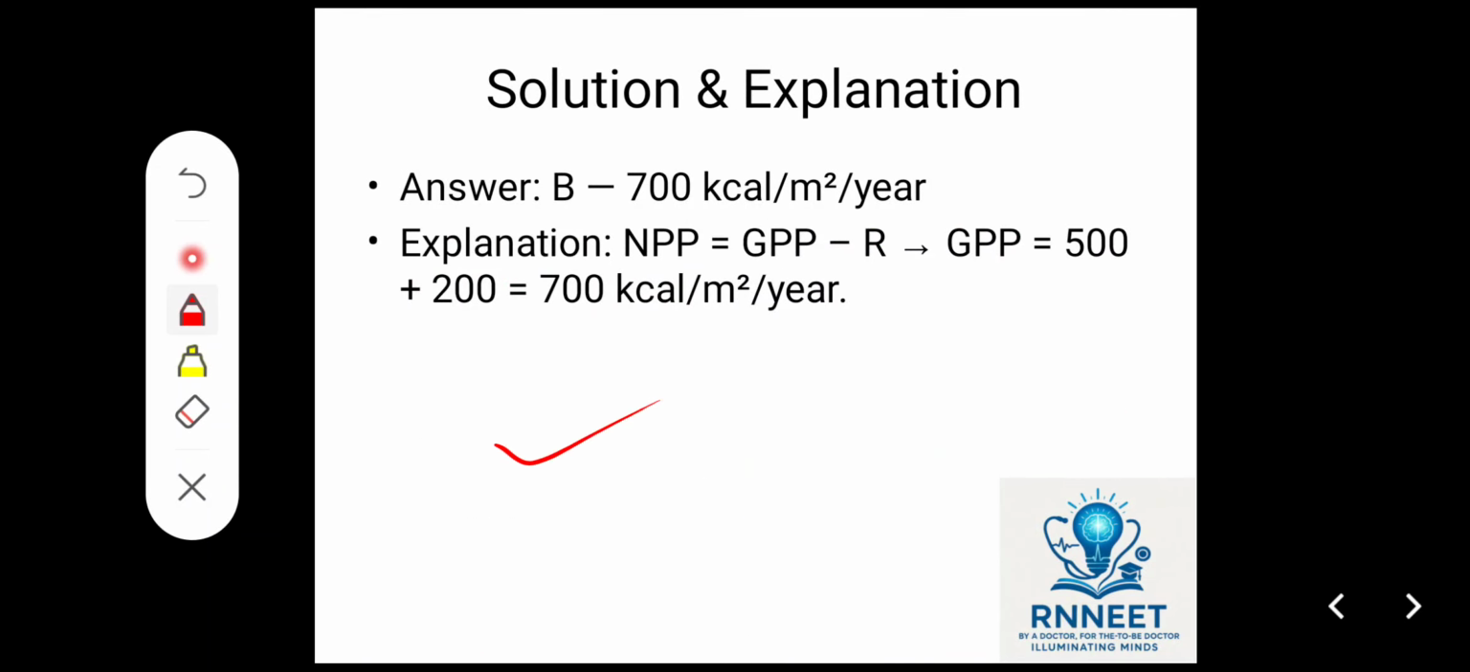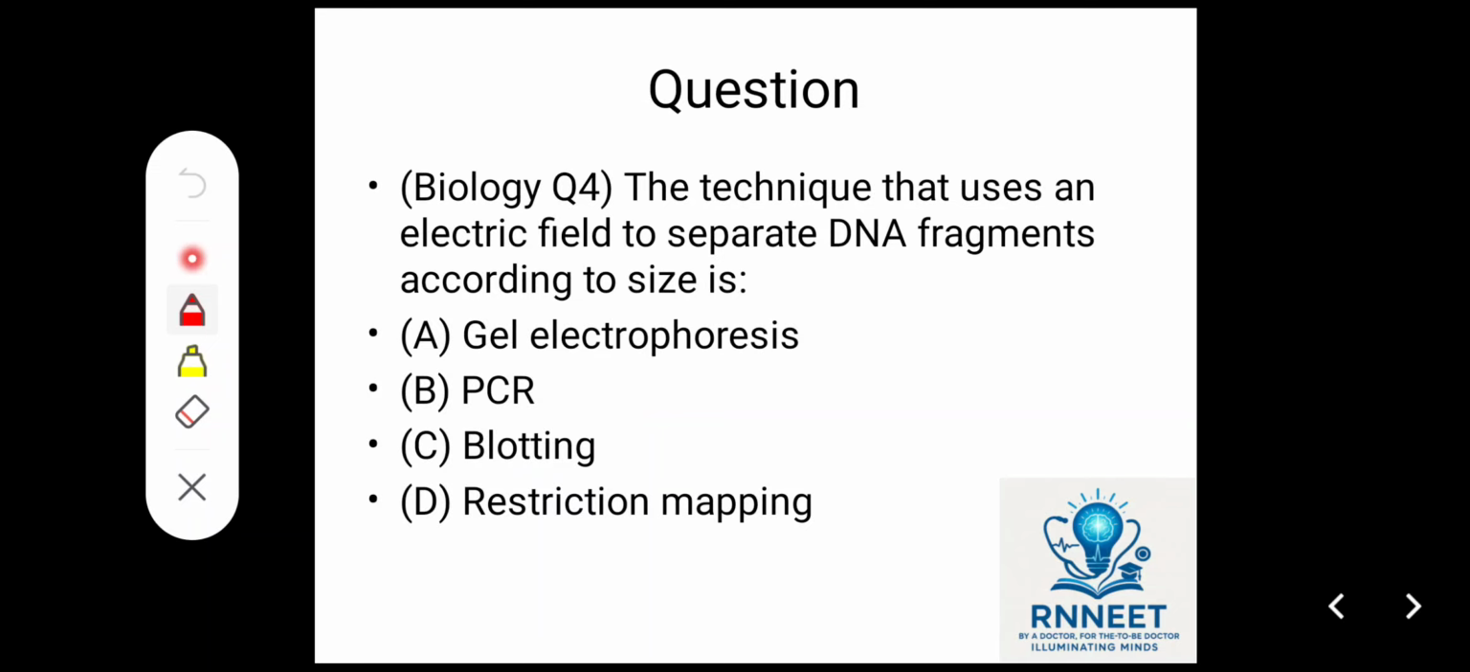Perfect, simple. Which technique uses an electric field to separate DNA fragments according to size? You know the DNA is negatively charged, so they will move towards the anode. There is one particular technique which separates them based on their size. The one which is smaller moves faster and further away. So that technique is gel electrophoresis.